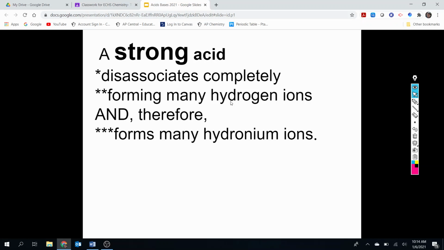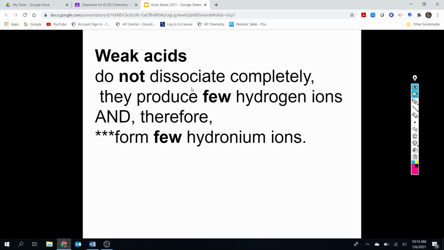So if I tell you that, what do you think a weak acid would do? Well, it would be the opposite, which would mean it would not break apart completely and produce only a few hydrogen atoms. So strong acids do break apart completely, weak acids do not. Strong acids produce many hydrogen ions, weak acids produce few, and therefore only a few hydronium ions.